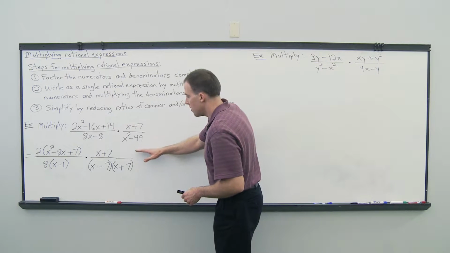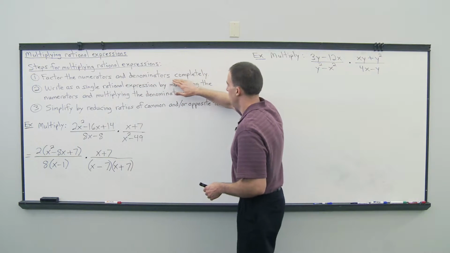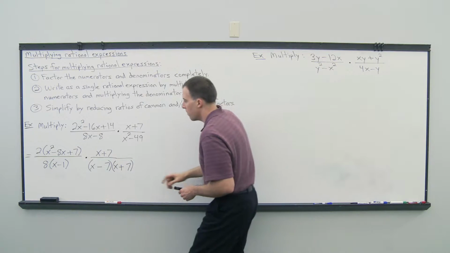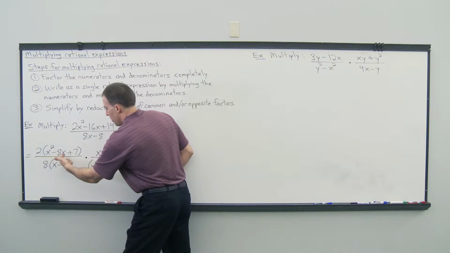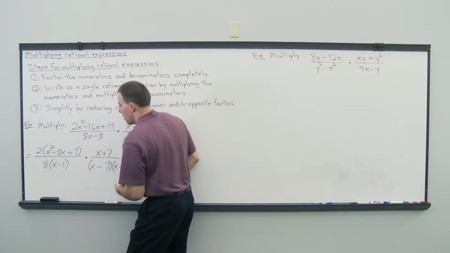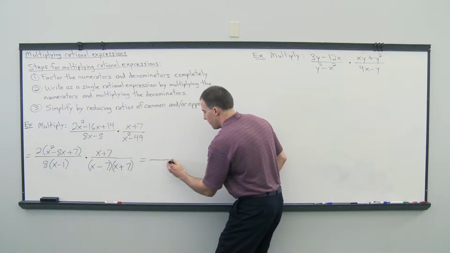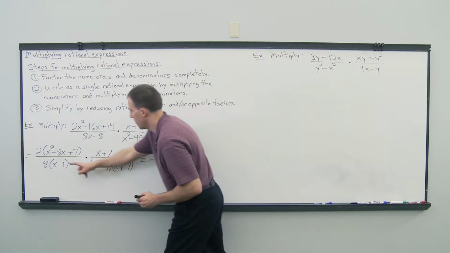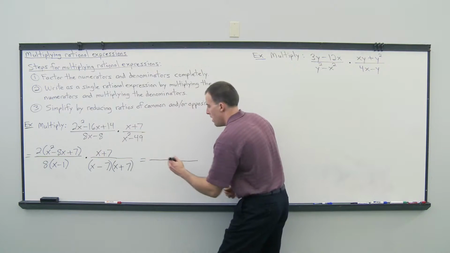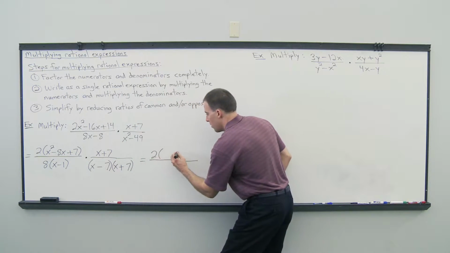So let's size it up and see if we have factored the numerators and denominators completely. The first numerator has a trinomial, which possibly could be factored further. So to continue, we'll need to try to factor x² − 8x + 7. It may or may not factor. Let's give it a shot.